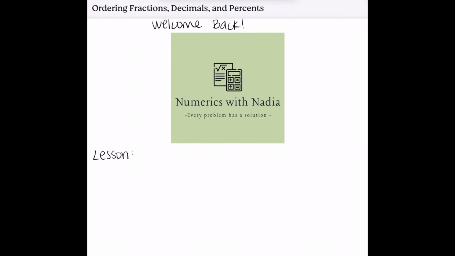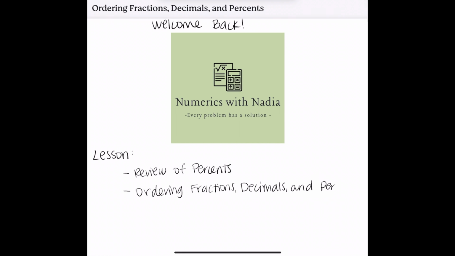In today's lesson, we're going to go over how to order fractions, decimals, and percents. Our lesson today is going to be split up into two sections. The first part, we're going to do an overview of percents, what they are, how to recognize them, and then we're going to get into the second part of our lesson where we will order everything we've learned so far. We've done fractions, we've done decimals, and after this review of percents, we will be able to order all of these different types of numbers and we will be able to compare them.